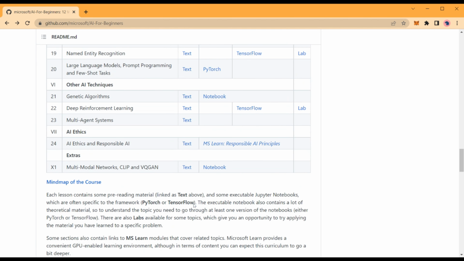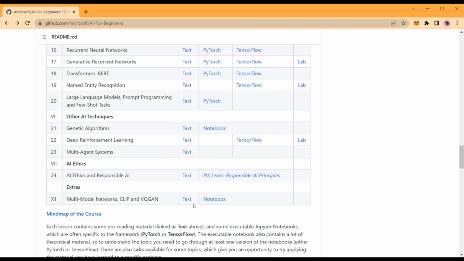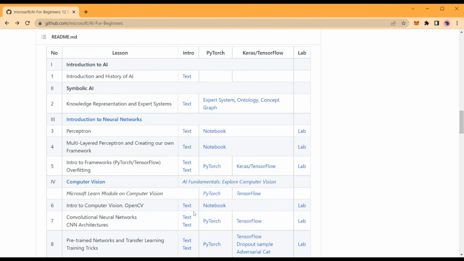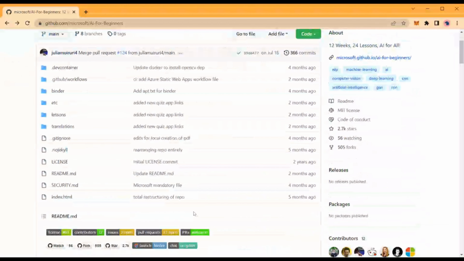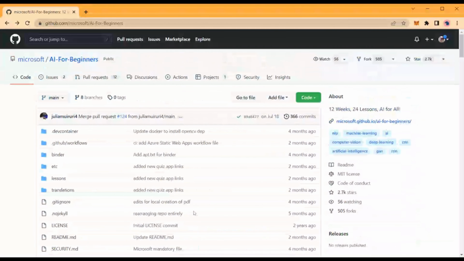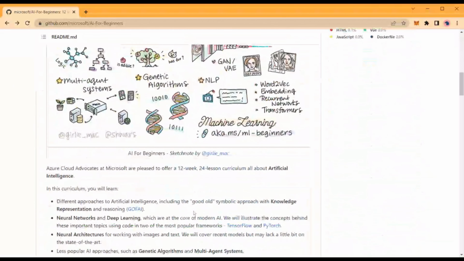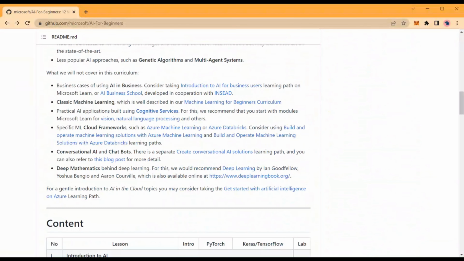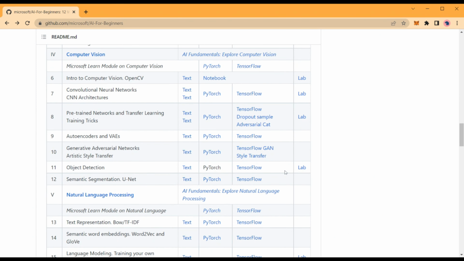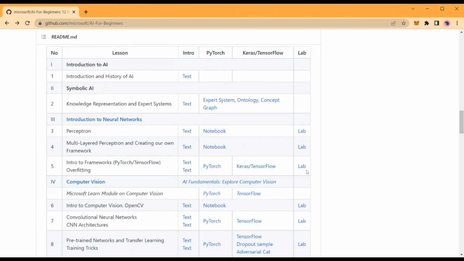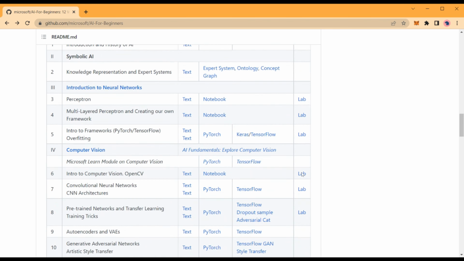Okay, so altogether, this is a full-packed AI curriculum by Microsoft advocates, and I suggest that if you want to learn AI, you follow this GitHub repo and do this 12-week curriculum, and it will cover a lot of topics as we have seen, right? And if you do the lab, then it will give you practice also, and it will make you more proficient, right?